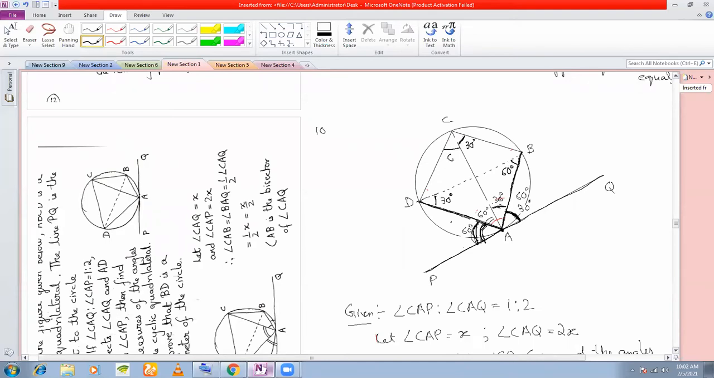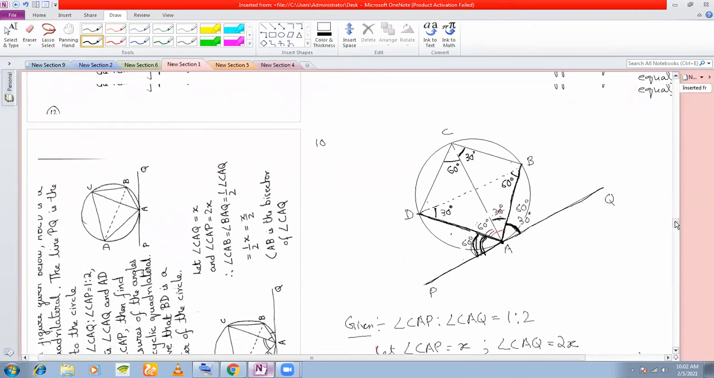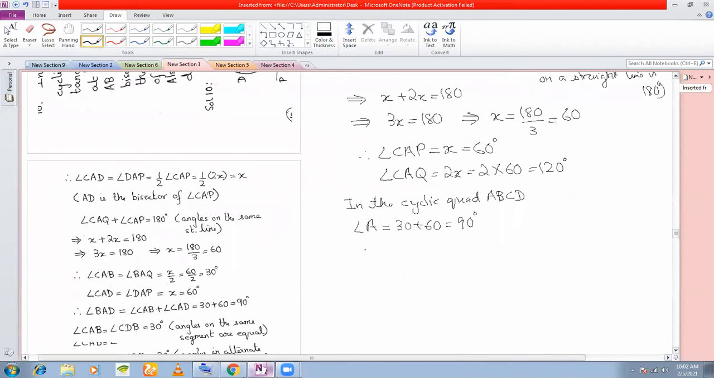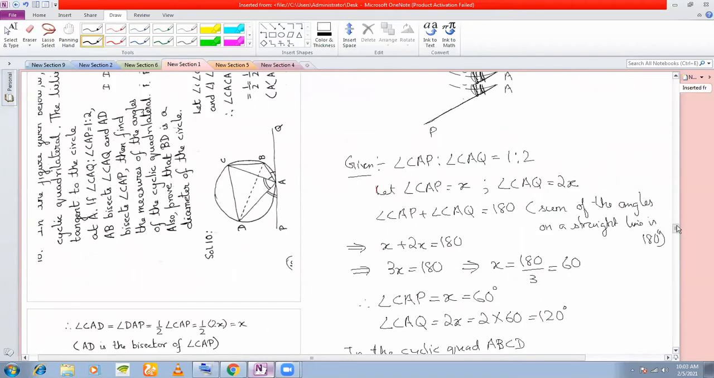And this must also be 60 degree. Right? So we have managed to find out angle C. Angle C is how much? 60 plus 30, which is again 90. So angle C is equal to 60 plus 30, which is 90.